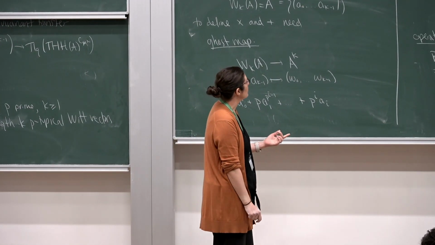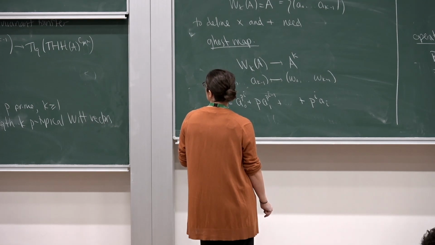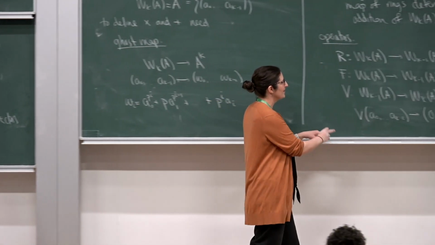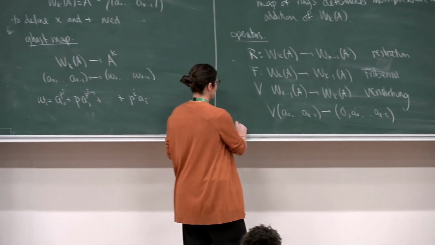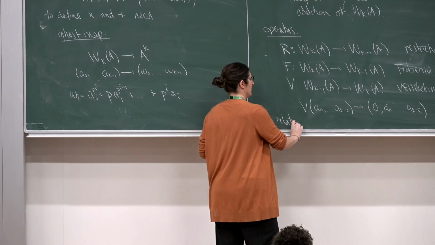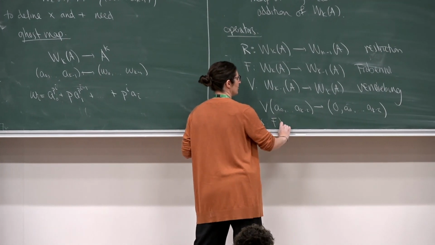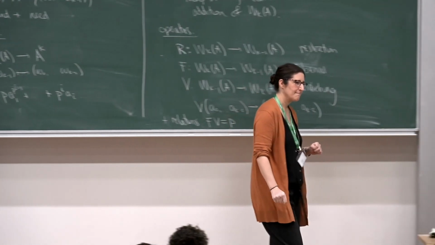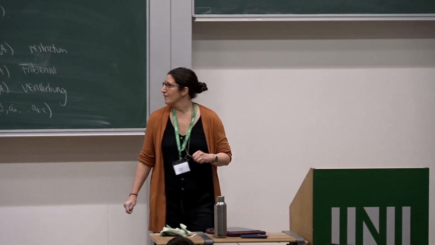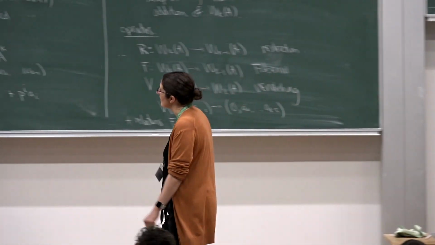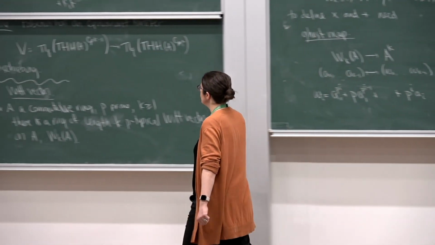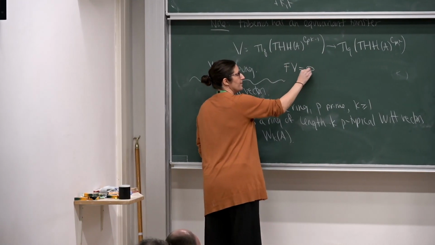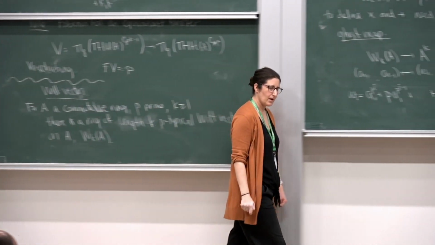And these operators satisfy some relations. For instance, if I do the Verschiebung followed by the Frobenius, I get multiplication by p. The thing that I forgot to say, which should have been right here, is that that's true for THH as well. So FV is equal to p in the THH setting as well.